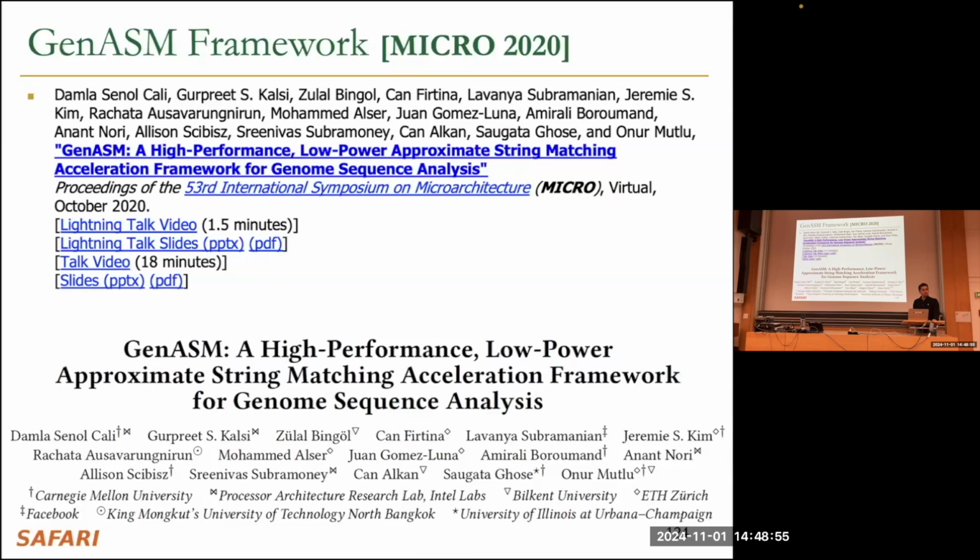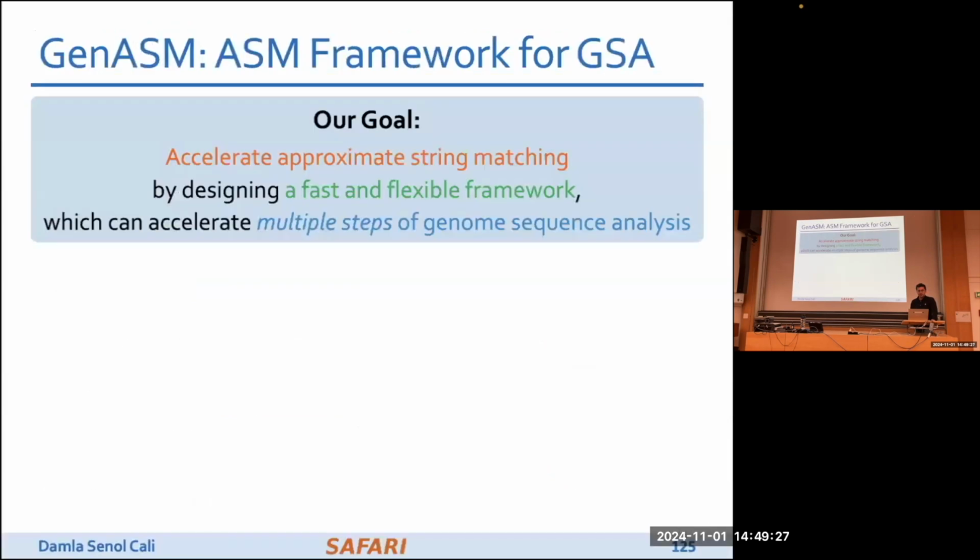If there are no questions, I'll move on with GNASM. This is a relatively different direction. This is still a hardware accelerator. One of the last works that I'll cover is GNASM. This is a hardware accelerator for approximate string matching, which is commonly used in genome analysis and is found to be one of the most computationally intensive steps in genome analysis. So our goal is to accelerate this step.